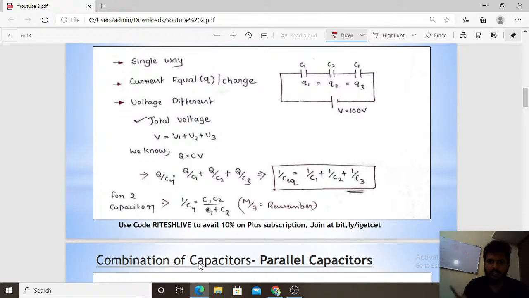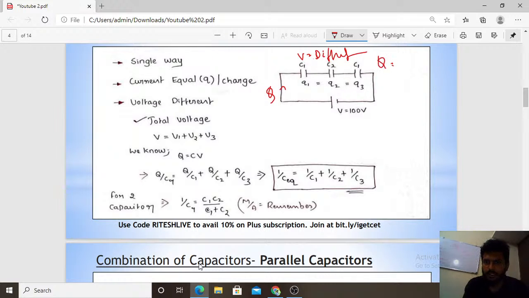Yes, so this is all about series capacitors. When Q charge is flowing, the value of V will be different, right? In series, what about Q? Q will be the same across all the capacitors. Similarly, you will get 1 by C equivalent is equal to 1 by C1 plus 1 by C2 plus 1 by C3. So this is the equivalent capacitance.